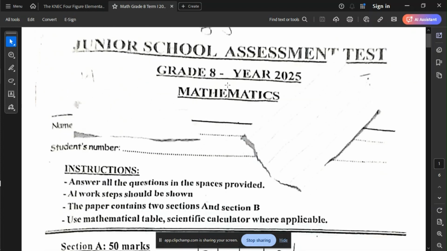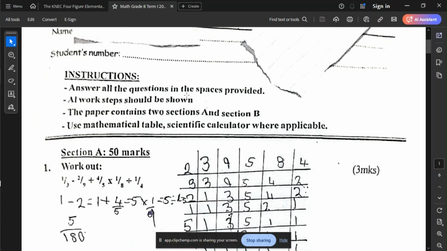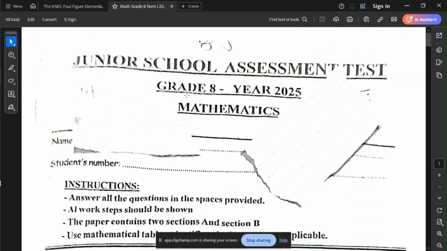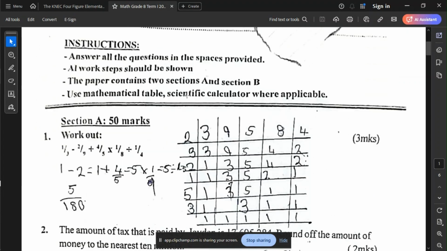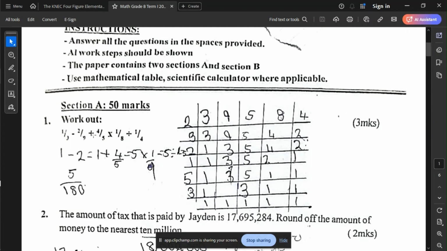So, this is the paper that we had for our midterm exam, and I want us to look at this paper. It's from Udhiro Junior Secondary School. So, I want us to try and solve the problems that we had here. So, I'll be reading the question here.